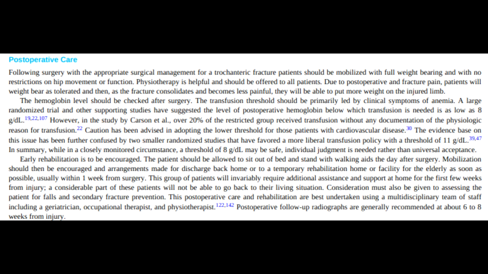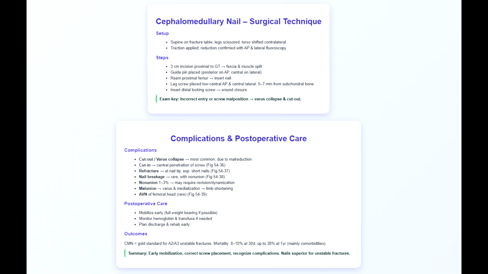Hemoglobin should be closely monitored as blood loss in these surgeries may require transfusion. In patients with cardiovascular disease, transfusion thresholds may need to be adapted to maintain stability. Early discharge planning is critical since many patients will require assistance at home or in rehabilitation facilities.